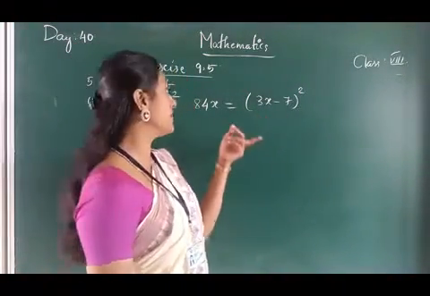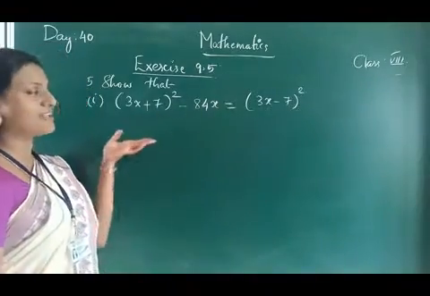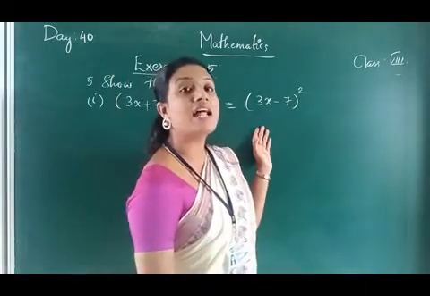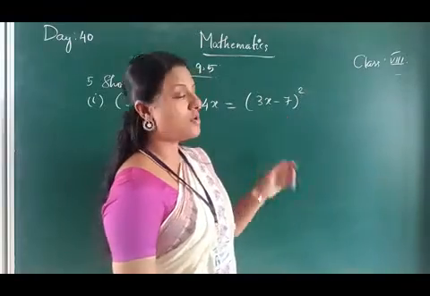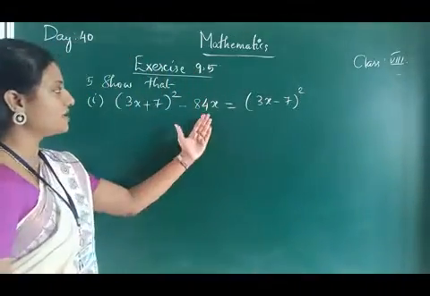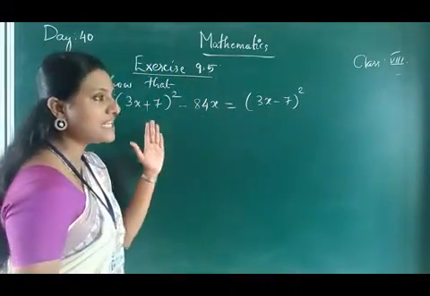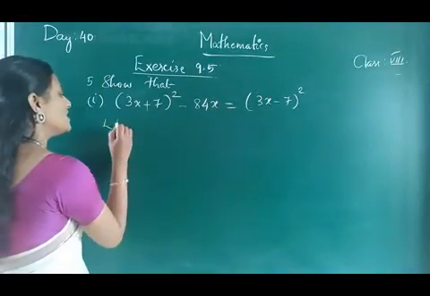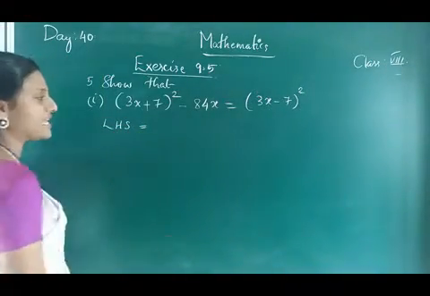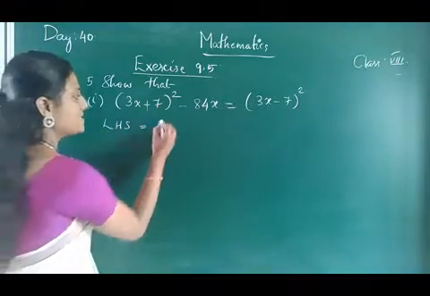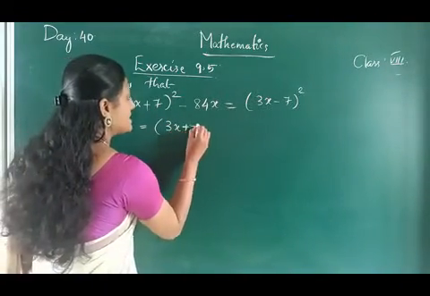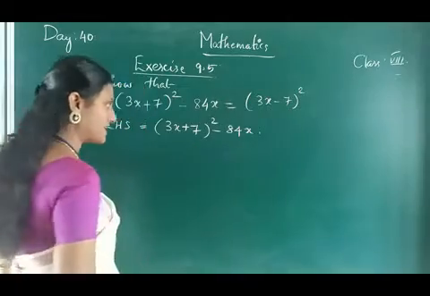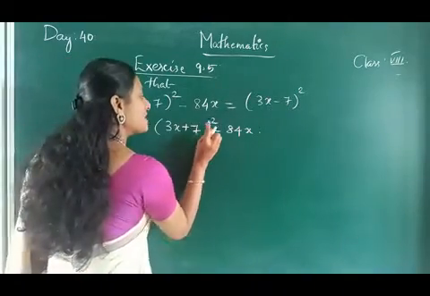LHS means the algebraic expression on the left hand side, and RHS means the right hand side. We have to prove that LHS is equal to RHS. So first we have to simplify the LHS. What is LHS? (3x plus 7) whole square minus 84x.